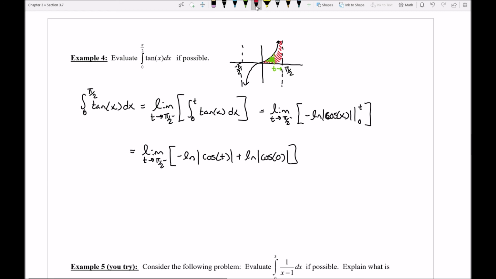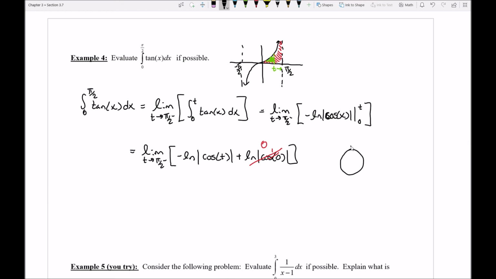Fortunately, this second portion is going to simplify pretty nicely because the cosine of 0 is 1, but the natural log of 1 is just 0. So that entire second term is really just 0. The first term I have to think a little bit more carefully about.